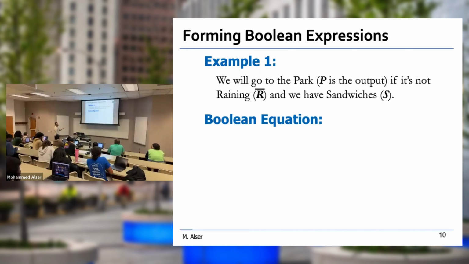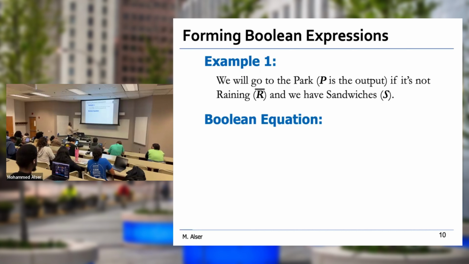Now, what the question says? We will go. It's not like we will not go. We will go to the park. So we want to consider P as 1 if it is not raining, okay? So this is not raining. And then park will be 1. Do we have or and? We have and. Now different story. So 2 conditions must be met. So raining, it's not raining, and we have sandwiches.